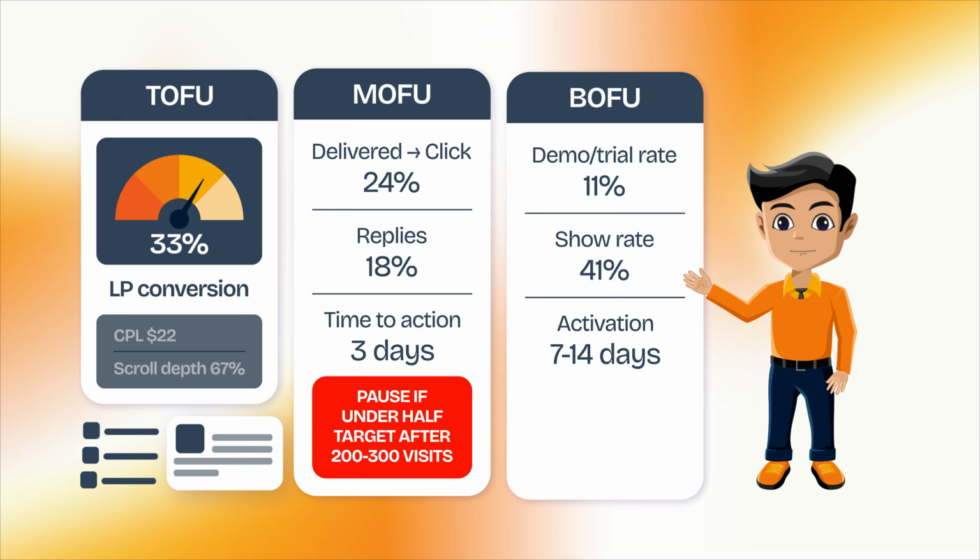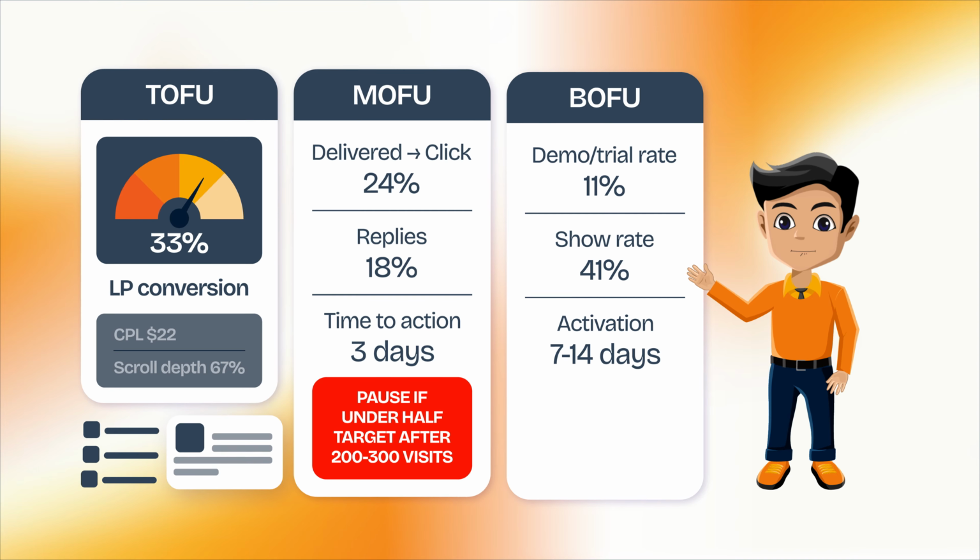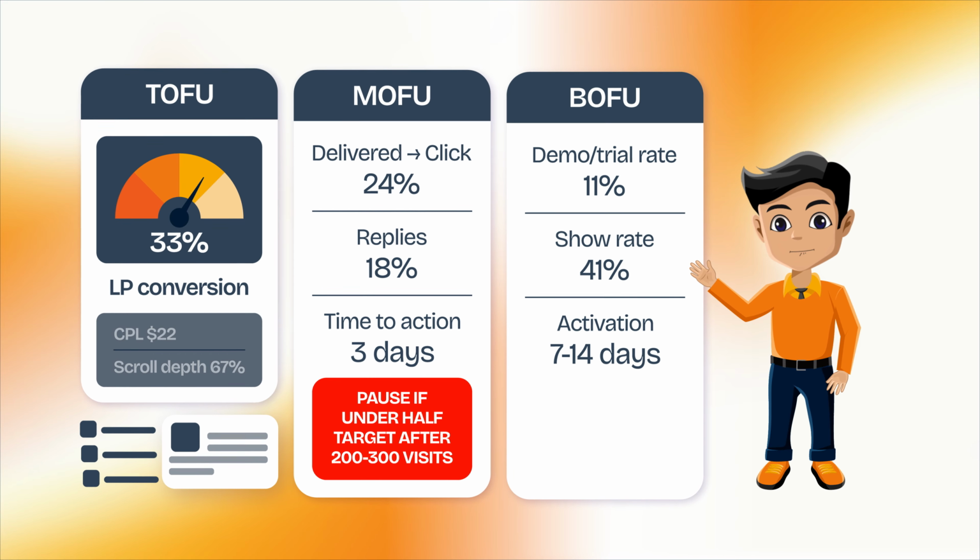BOFU: demo or trial rate from offer page, 10 to 25% depending on traffic quality. Show rate for booked calls, 70% plus with reminders. Trial to activation within 7 to 14 days, 30 to 60% depending on product.